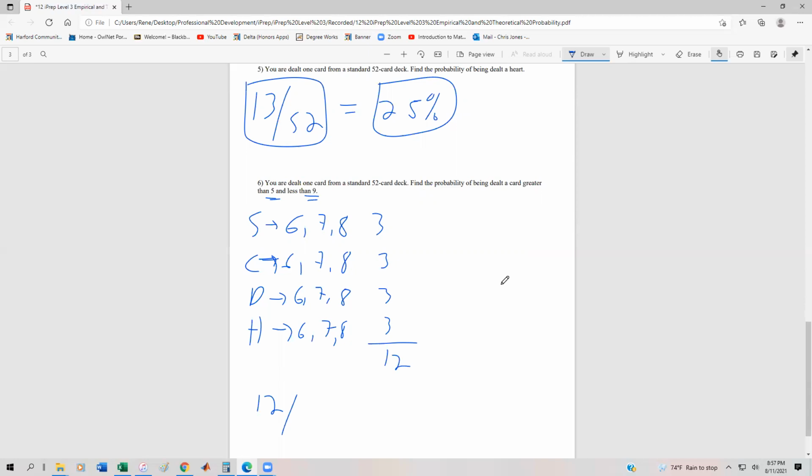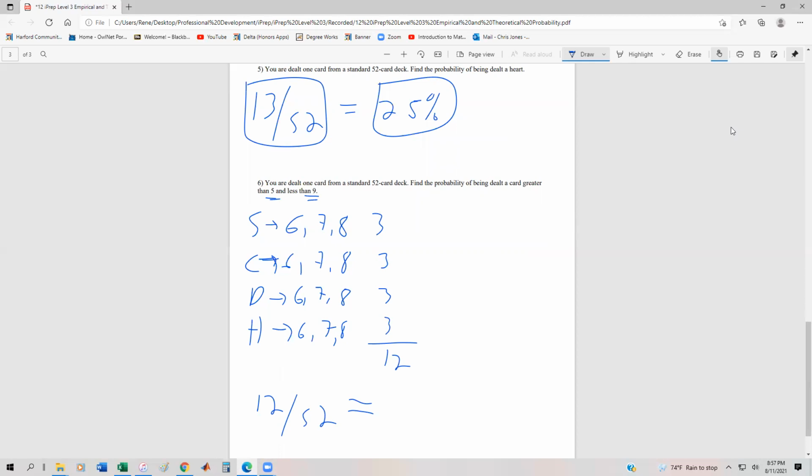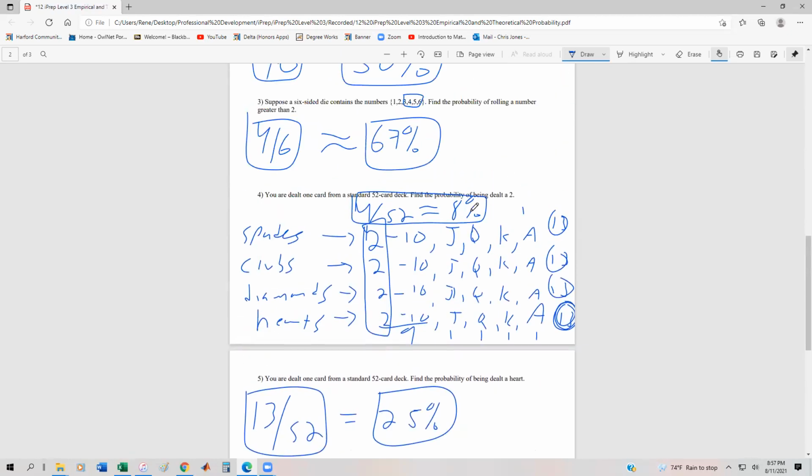So that's going to be 12 out of 52, and we get a number just less than 25%. 12 out of 52 is about a 23% probability. The exact value is 12 out of 52, and the approximate value is 23%. So it's somewhat likely; it's reasonable to expect that that could happen. Same thing with 25%, but with 8%, it's not very likely that that's going to happen.